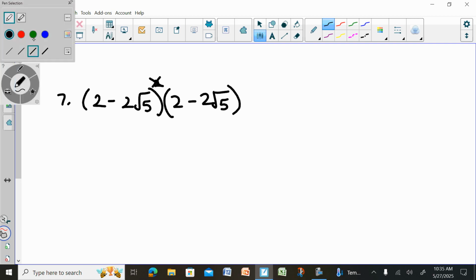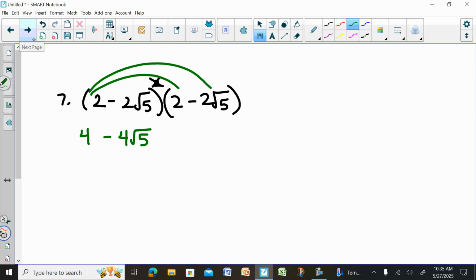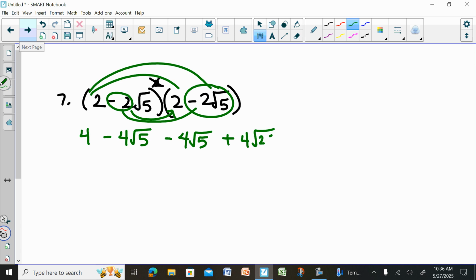Okay, so when we FOIL this one, we're going to do first, 2 times 2 is 4. Outer, 2 times negative 2 root 5 is negative 4 root 5. Remember, outside numbers with outside numbers. The inner 2 terms is a negative 2 root 5 and a positive 2. That makes another negative 4 root 5. So they're not opposites this time. They're exactly the same. That's what happens when we square. And then the last term, remember, this is a negative, right? Negative 2 root 5 and another negative 2 root 5 makes a positive 4 root 25.